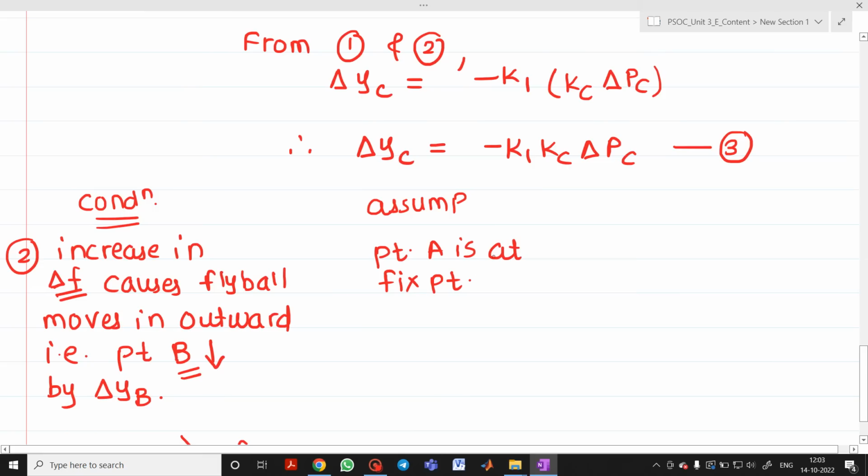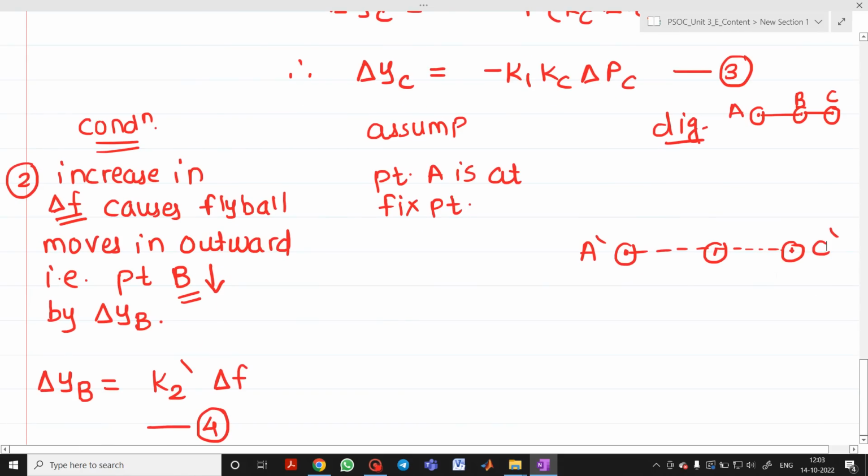So what will be the diagram here? We have to draw the diagram. Initially the position of A, B, C was this. I will represent it as a dotted line. The dotted line is nothing but the initial position, which is denoted by A dash, this will be B dash, and this will be C dash. So we have to draw the diagram here for the linkage mechanism.